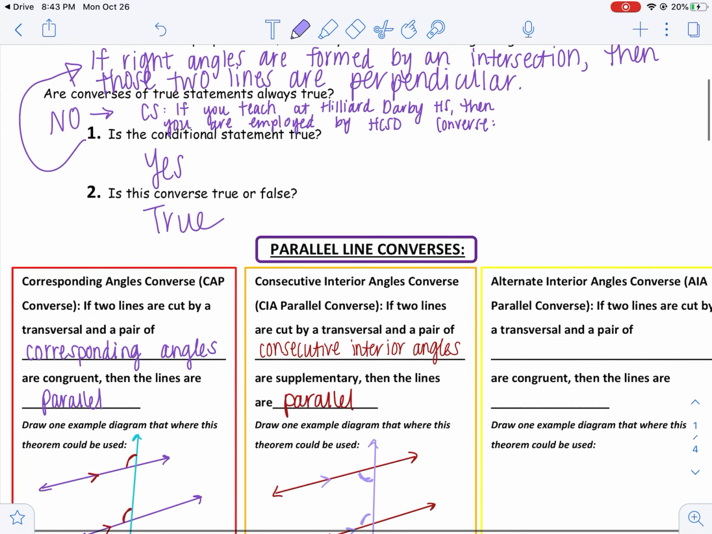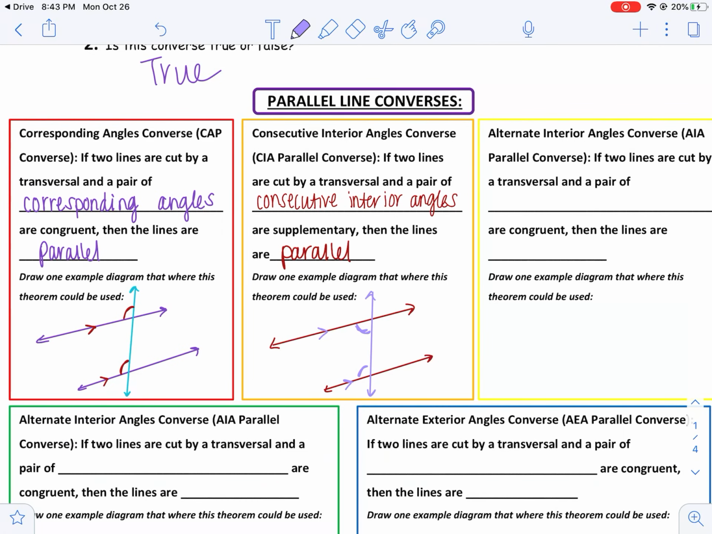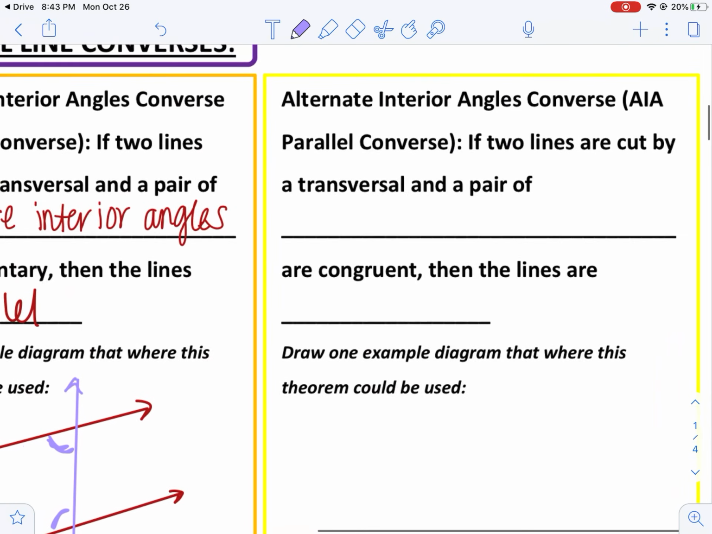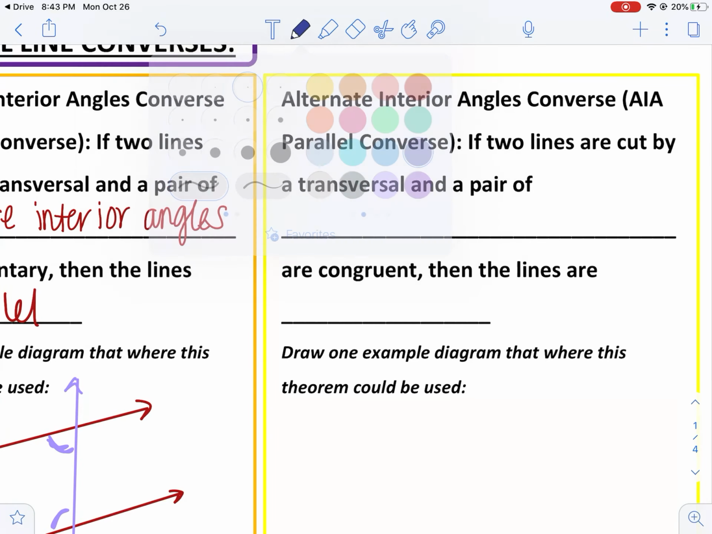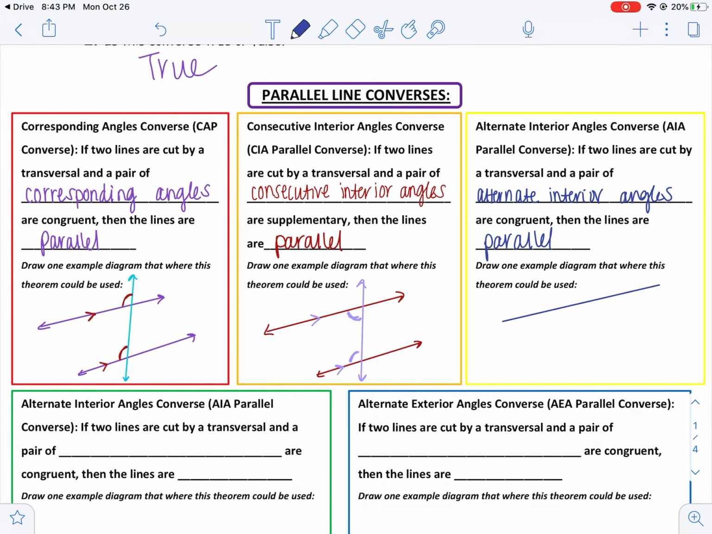Now, this is where it's different. So before we worked from parallel lines to stating the angle theorems. Now we're told that we have that angle theorem, therefore we know they're parallel lines. All right, you can probably guess how the rest of these are going to go. If two lines are cut by a transversal and a pair of alternate interior angles are congruent, then the lines are, yep, you guessed it, parallel. Okay?